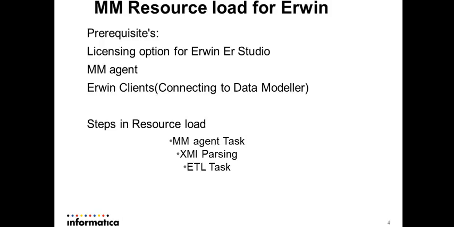The second task would be XMI parsing. In this task, the metadata service would parse the XML files which are created by the agent task in step number 1 and then convert them into .csv files. The third step is the ETL task, which would read the .csv files and these files would be loaded into warehouse tables.